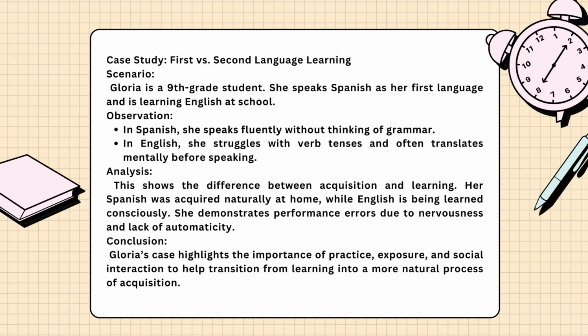Over time, with exposure and practice, Anna develops fluency in English, but her acquisition process is slower and less automatic than her Spanish. This case shows the difference between acquisition, a natural unconscious process, and learning, a conscious, school-based process.